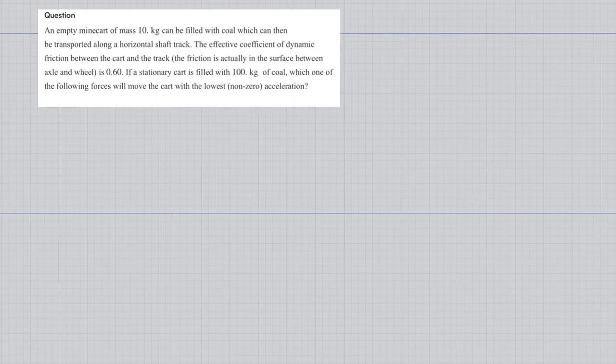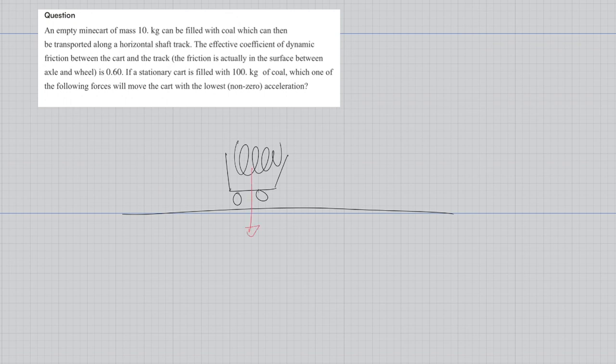This question says, an empty minecart has a mass of 10 kilograms, can be filled with coal, and can be transported along a horizontal shaft track. The effective coefficient of dynamic friction between the cart and the track is 0.6. If a stationary cart is filled with 100 kilograms of coal, which of the following forces will move the cart with the lowest non-zero acceleration? So if this is our cart moving along the track, and we're going to fill it with coal, we're going to have a total mass equal to 110 kilograms.